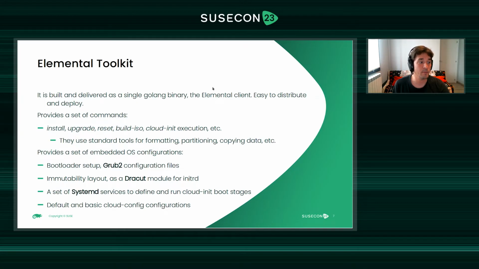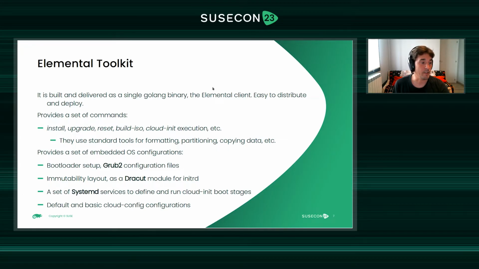It provides the install command, which is meant to be used as an installer. It can be used to install an Elemental OS container to a disk. There is the upgrade command, which is used, obviously, to upgrade an already running Elemental OS to another version. And we also have reset, build ISO, etc. These commands all use standard tools for formatting, partitioning, copying data, etc. We just rely on common and widely adopted Linux utilities. So no rocket science here, we are not reinventing the wheel.